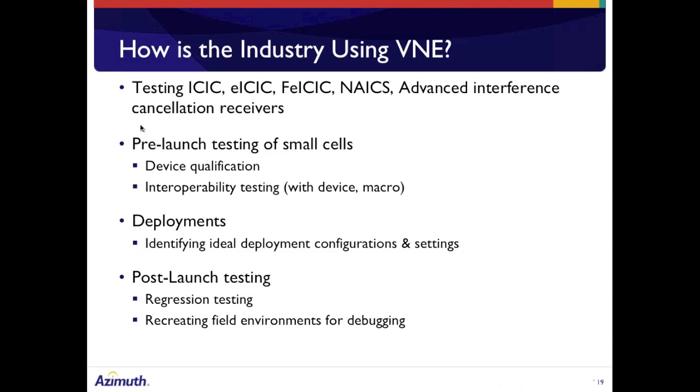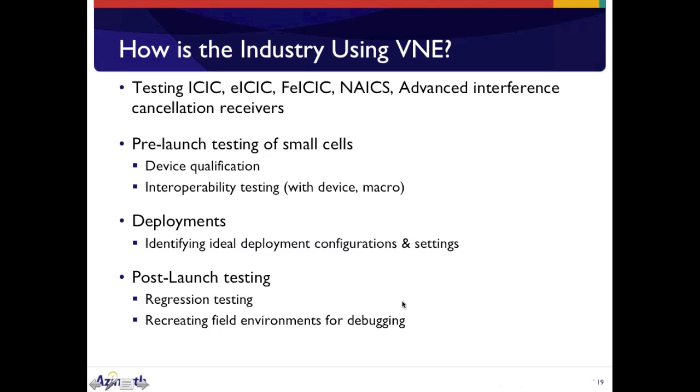If you look at what people can use VNE for, now these are just some typical uses. Obviously there is a lot more you can use VNE for. People use it for testing different HetNet interference mitigation algorithms such as ICIC or any flavor of ICIC, NAICS, or advanced interference cancellation receivers that Charles mentioned. So these are the test areas.